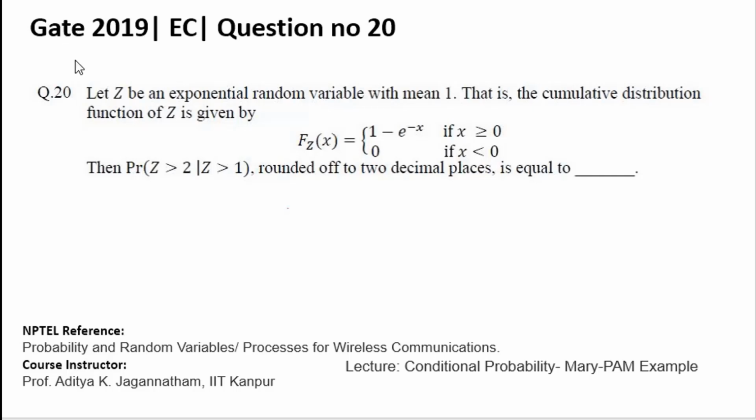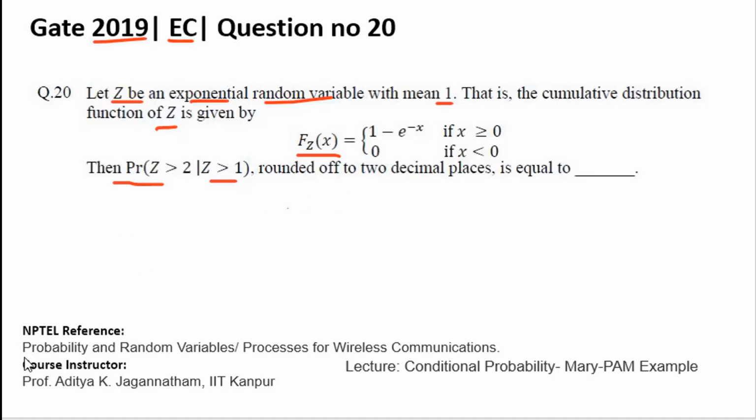This is the question asked in the GATE 2019 Electronics and Communication Engineering paper, in which you are given that z is an exponential random variable with mean 1 and its cumulative distribution function, that is CDF, is given by F_Z(x), and you need to find out this conditional probability: the probability that z is greater than 2 given that z is greater than 1.